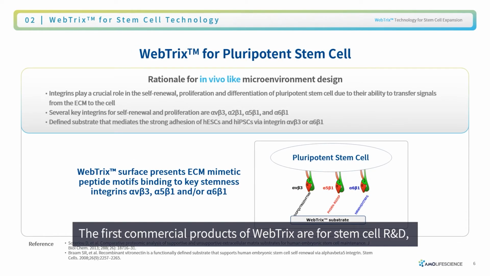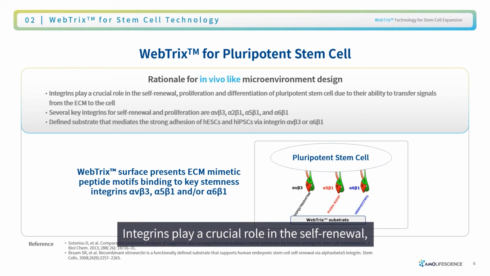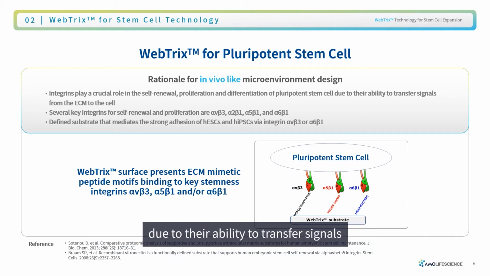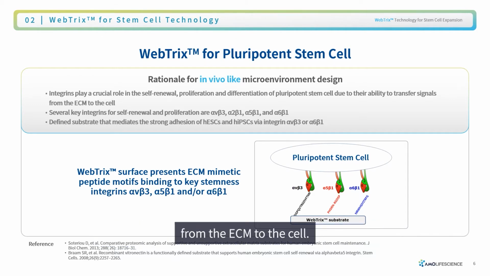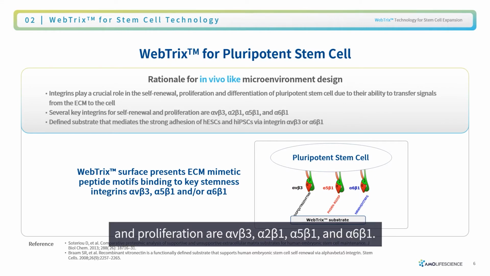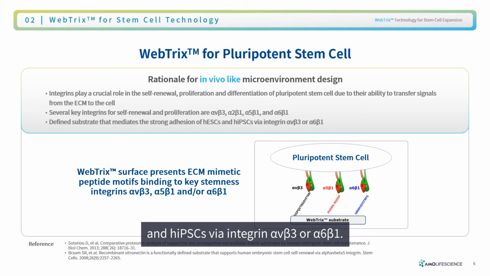The first commercial products of Webtrix are for stem cell R&D, especially pluripotent stem cell. Integrins play a crucial role in the self-renewal, proliferation and differentiation of pluripotent stem cell due to their ability to transfer signals from the ECM to the cell. Several key integrins for self-renewal and proliferation are alpha-V beta-3, alpha-2 beta-1, alpha-5 beta-1, and alpha-6 beta-1. Defined substrate that mediates the strong adhesion of HESCs and hiPSCs via integrin alpha-V beta-3 or alpha-6 beta-1.